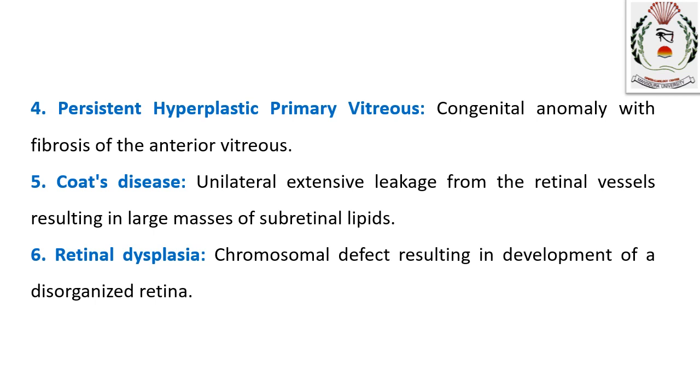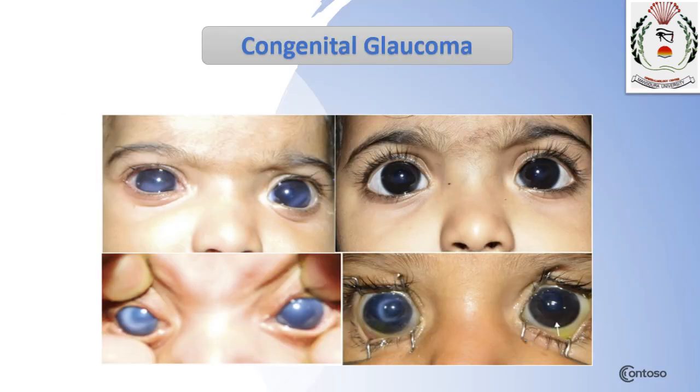Retinal dysplasia is a congenital chromosomal defect, with a genetic factor affecting the development of the retina. There is a disorganized retina, giving us leukocoria. The second item in this lecture is childhood glaucoma.